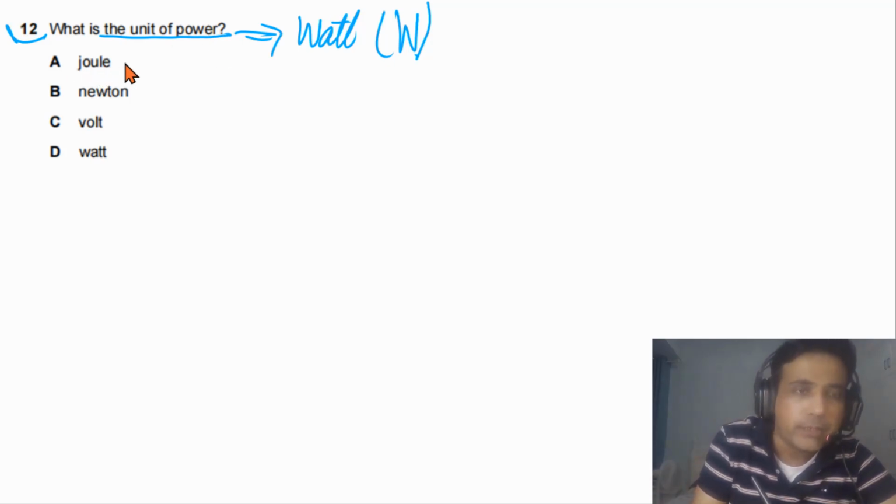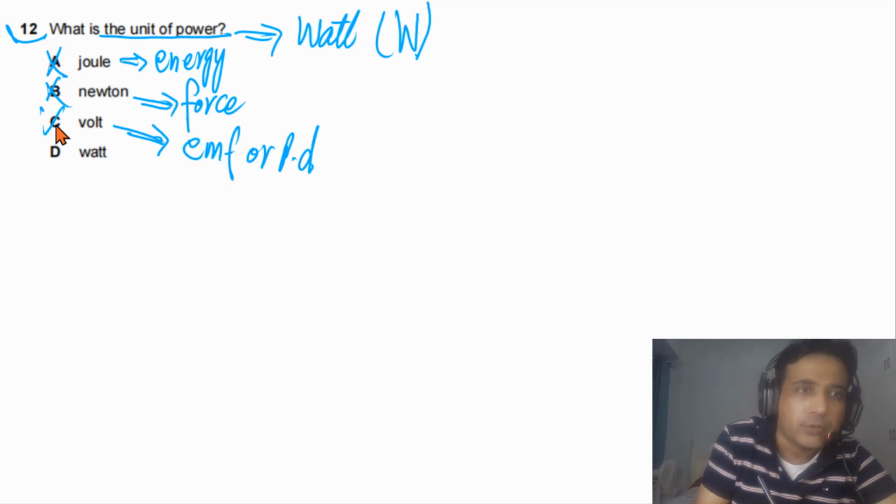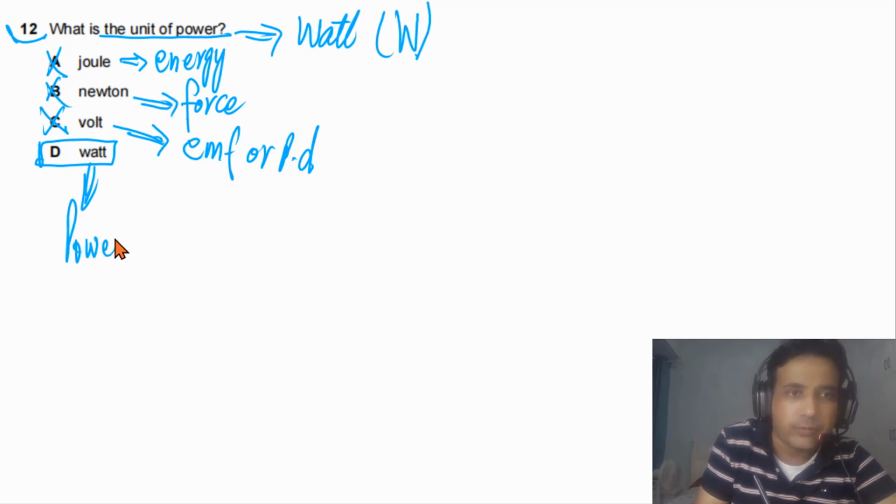Now if you get given the option joule, this is the unit of energy, so this is not the correct option. Newton, this is the unit of force, so this is also not correct. Volt, this is the unit of EMF, or we can say this is the unit of PD, potential difference, so this is also not the answer. So D is the right answer. This is the unit of power.